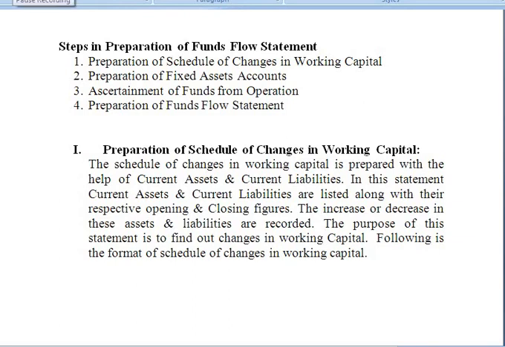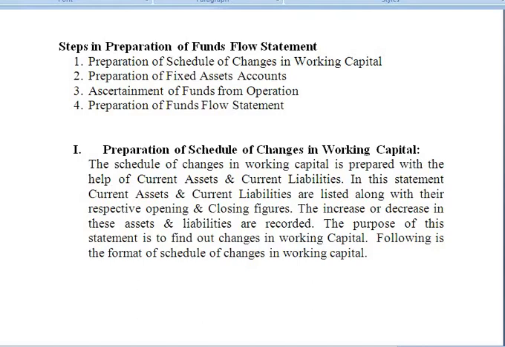In today's class, we are going to discuss the steps in preparation of funds flow statement. There are total 4 steps in the preparation of funds flow statement. The first one is preparation of schedule of changes in working capital. The second one, preparation of fixed asset accounts. Third one, ascertainment of funds from operations, and the last one is preparation of funds flow statement. So all these 4 steps we will be discussing one by one in detail.